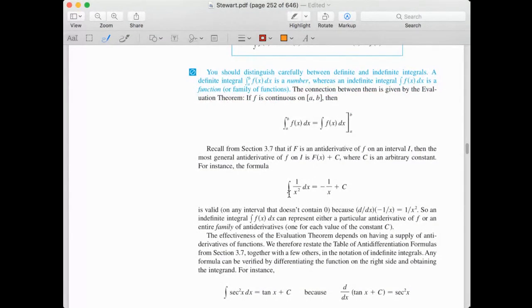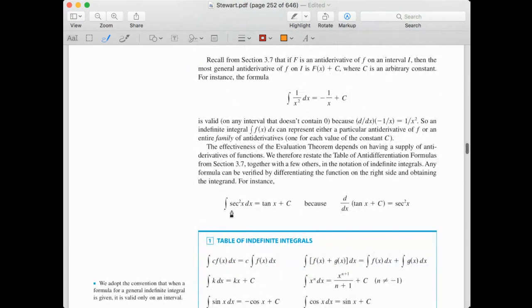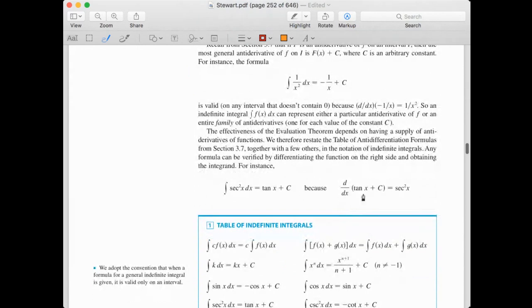So we do not have a lower limit or upper limit, and we can still take the antiderivative. The antiderivative of 1 over x squared is negative 1 over x. Then we add c to it. The integral of secant squared is tangent x plus c, because the derivative of tangent x plus c is secant squared.